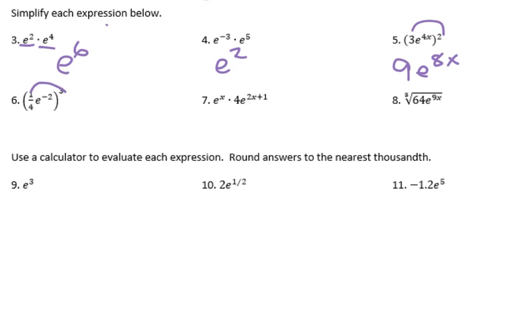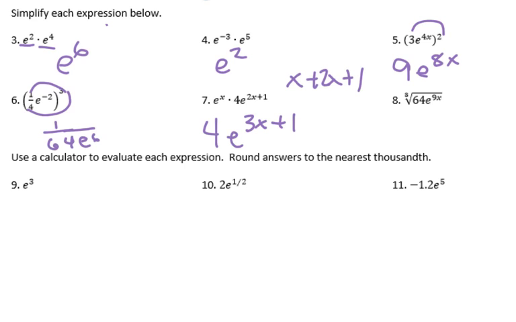This one we'd get 1/4 to the third, okay, which would be 1/64, e to the negative 6, which then would put it down at the bottom, so it would be e to the 6th. For 7, we'd get 4 e to the, then we add those, x plus 2x plus 1, would give us 3x plus 1.